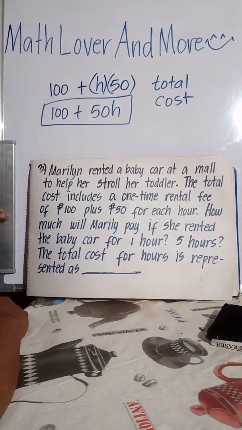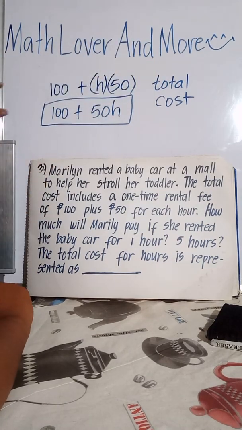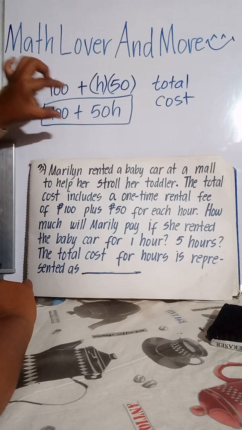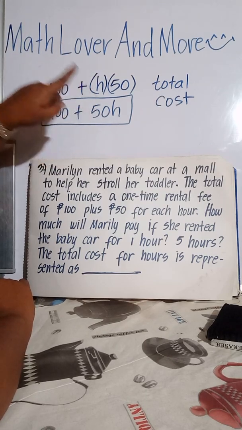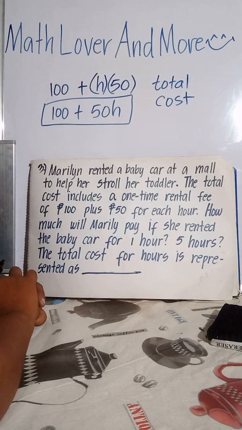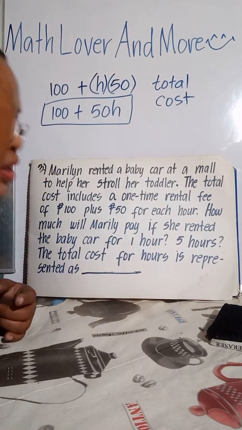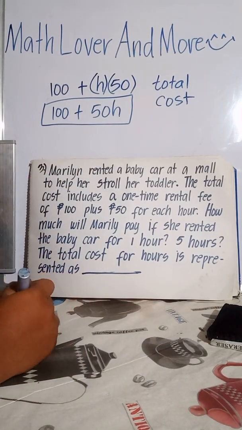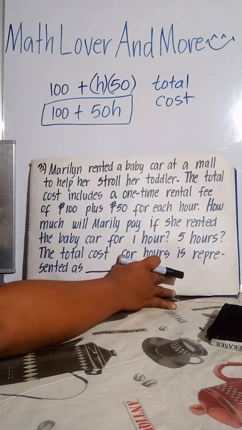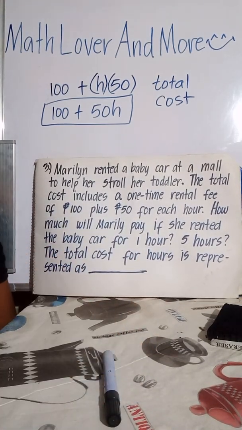And the interpretation for our algebraic expression is the total cost for Marilyn to pay is 100 plus 50 pesos times the number of hours. So if she rents it for 5 hours, then 50 times 5 hours. Okay, so that is how we model real life situations with algebraic expressions.